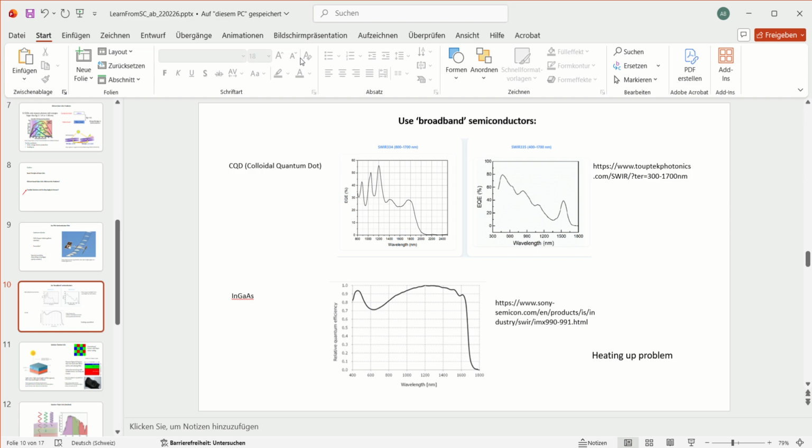And also the InGaAs, the indium gallium arsenide semiconductors, they're very broad in their spectral sensitivity, but they will also heat up a lot because they can be excited already with shortwave infrared, and shorter wavelength light will make them hot actually.